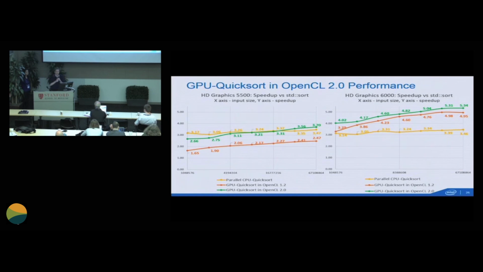Right. Radix sort beats us hands down. I mean, there is no competition with Radix sort. Here it would be like 7 to 11 times faster.